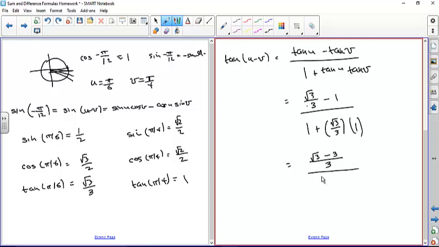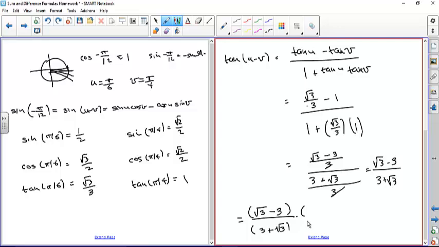Okay, in the denominator, to get the common denominator of 3 again, we're going to multiply this by 3, and the second term already has a denominator of 3. So the 3's cancel out, and we get the square root of 3 minus 3 over 3 plus the square root of 3. And then we would take that expression and multiply the numerator and the denominator by this radical conjugate.